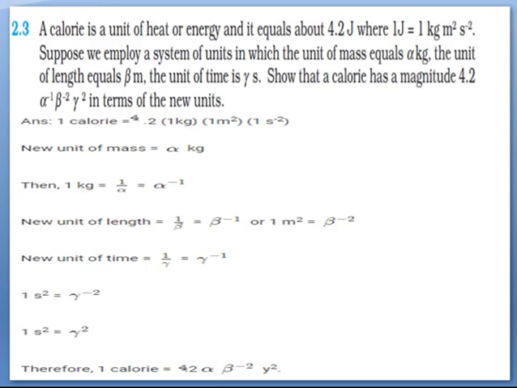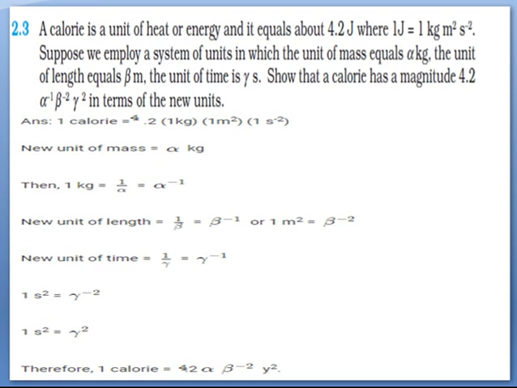Next, see question number 2.3. A calorie is a unit of heat or energy and it equals about 4.2 joule, where 1 joule is equal to 1 kg meter square per second square.